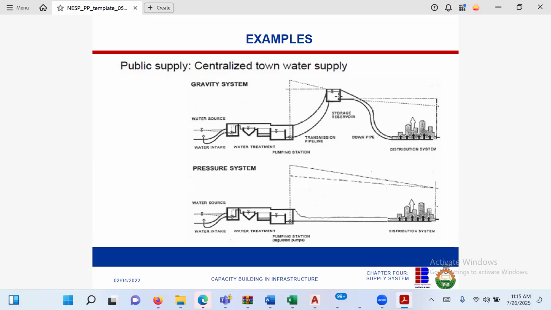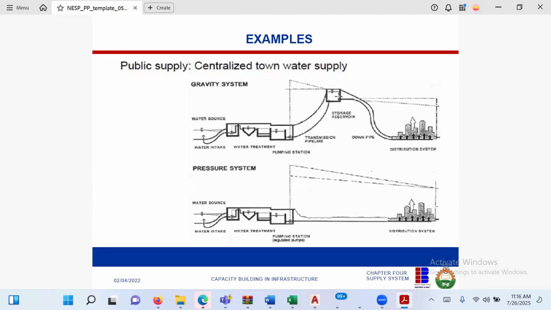Most times, the storage reservoir is located at the highest point, the highest elevation in the community. The highest point in the layout is where your storage tank should be located if you are designing a gravity-based system.